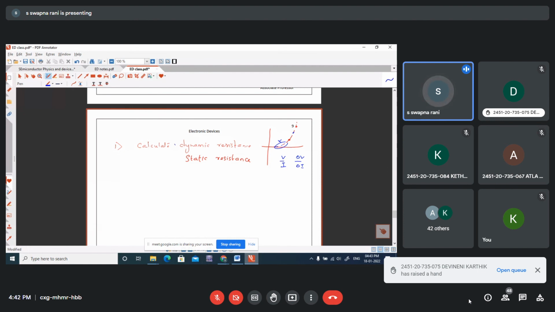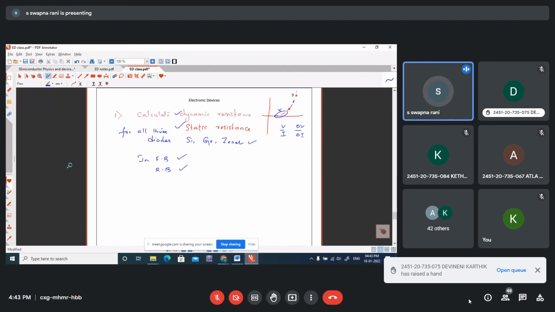So you need to calculate these two resistances for diodes, for all the 3 diodes: silicon, germanium, xenon. In forward bias and in reverse bias. Calculate in forward, calculate in reverse, calculate for the 3 diodes. These are the calculations pertaining to the first experiment.